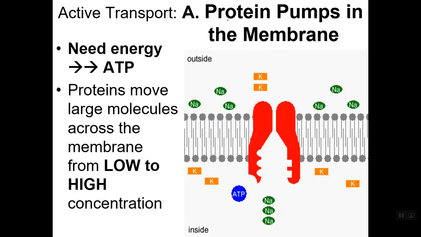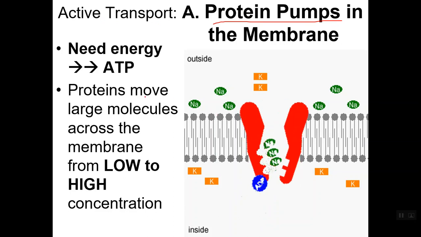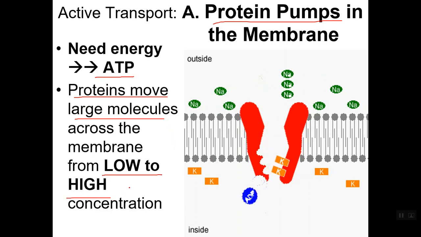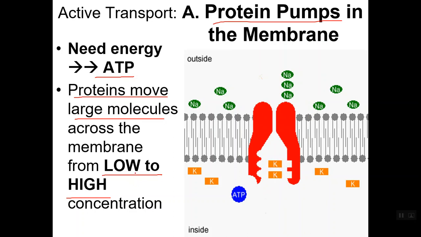The first is a protein pump. While I talk, this little video is going to play. But again, this is active transport, so you need energy. Proteins are going to move large molecules across the membrane from low to high concentration. So let's take a look and see what happens.